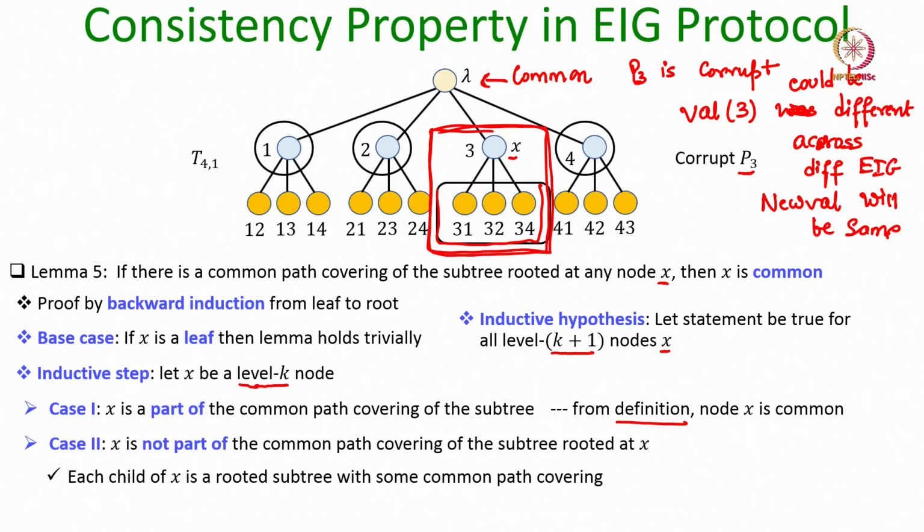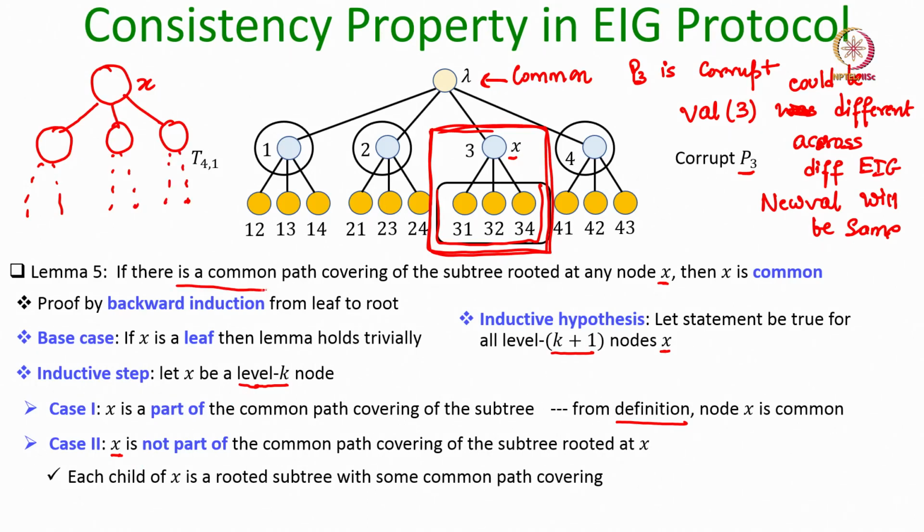So, if the root x is not a part of the common path covering, then in order that the subtree rooted at x has a common path covering, it should be the case that each child of x is a rooted subtree with some common path covering. So, what I am stating here is that in general, if you have an x here, the root is x, and say it has children, and it is guaranteed that there is a common path covering of the subtree rooted at x. That means there is a collection of nodes C, so that when you go from x to any leaf node, you encounter at least one node in the subset C, but x is not a part of C.